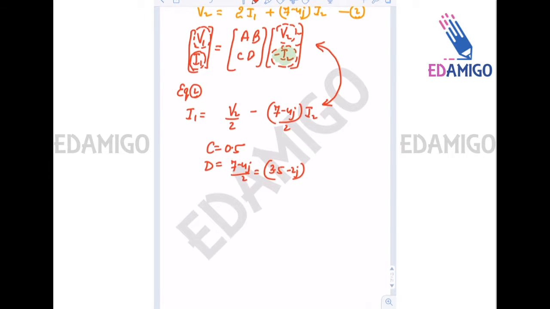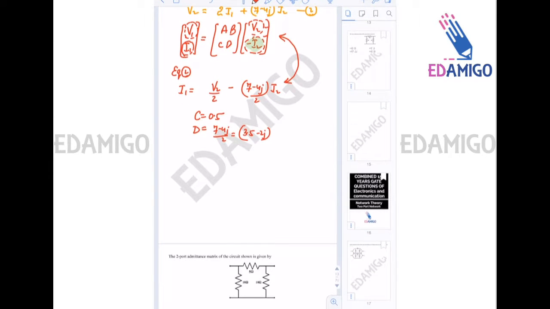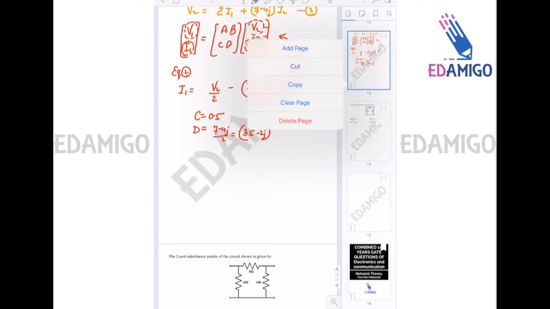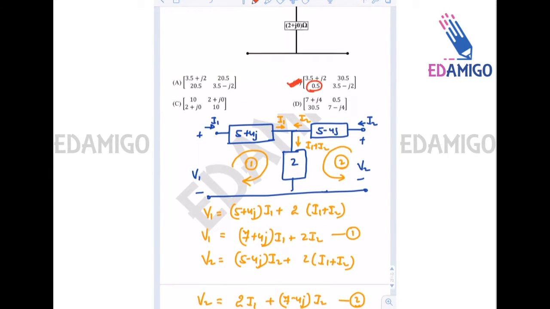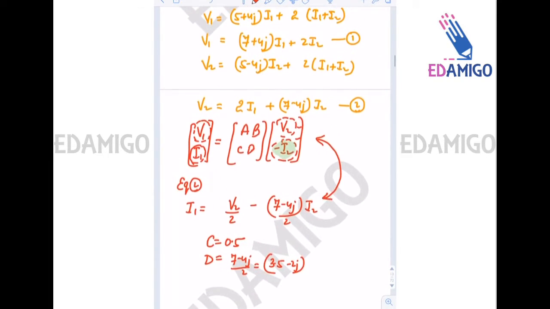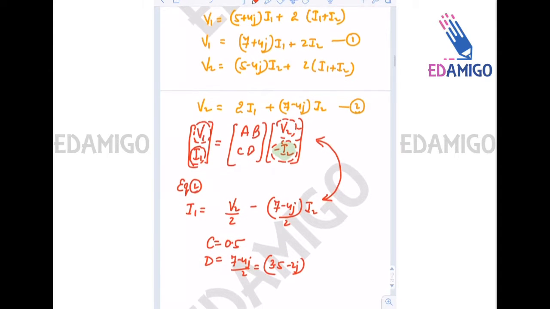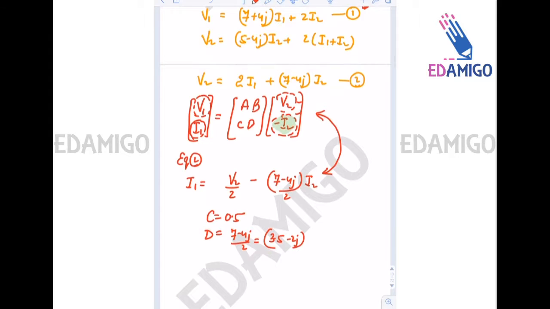Okay. Now to solve for the other two terms, A and B, I will be solving the whole question, but still, without solving for A and B, we can say that the answer is B. Now let us solve for A and B. Equation number 1 is given to us: V1 is equal to (7 plus 4j) I1 plus 2 I2.